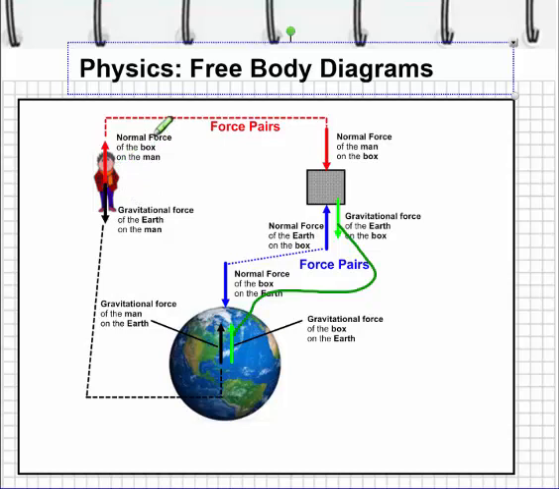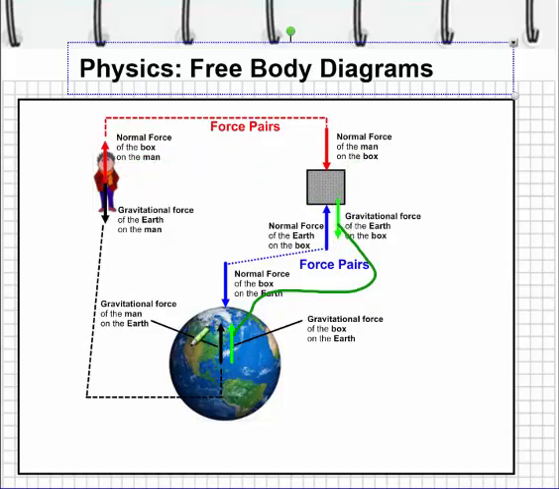So again, the man would feel the normal force of the box on the man, the gravitational force of the earth on the man. When I draw the force pair over here, I'd have the normal force of the man on the box. Again, same magnitude, opposite direction. When I draw the free body diagram of the box, it would feel, again, like I said, the normal force of the man on the box. It would also feel the gravitational force of the earth on the box, and it would feel the normal force of the earth pushing back up onto the box. So it would have three forces applied to that, while a man would have two forces.